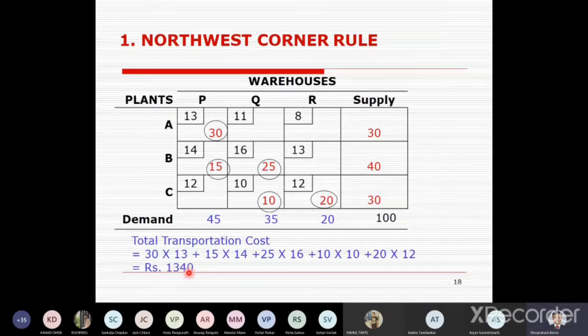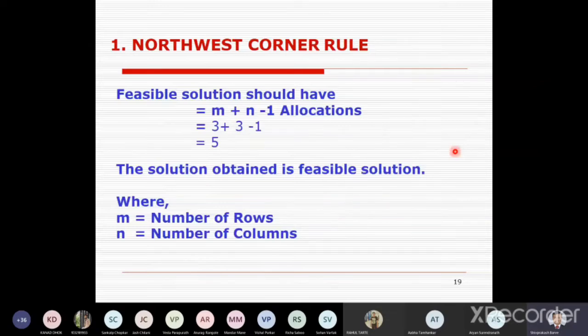This is the initial feasible solution, and we have to check whether this solution is feasible or not. For that, we have a formula to check feasibility. We have 3 rows and 3 columns, 3 plants and 3 warehouses, so 3 plus 3 is 6, minus 1 is 5. Here we are shifting units in 5 allocations, 1, 2, 3, 4, 5. So in 5 allocations we are shifting, which means this is a feasible solution.